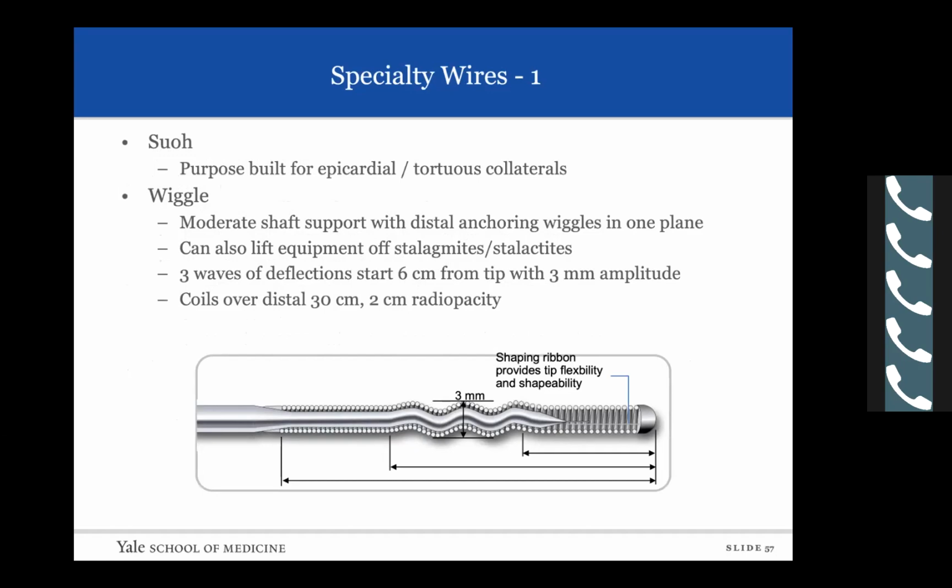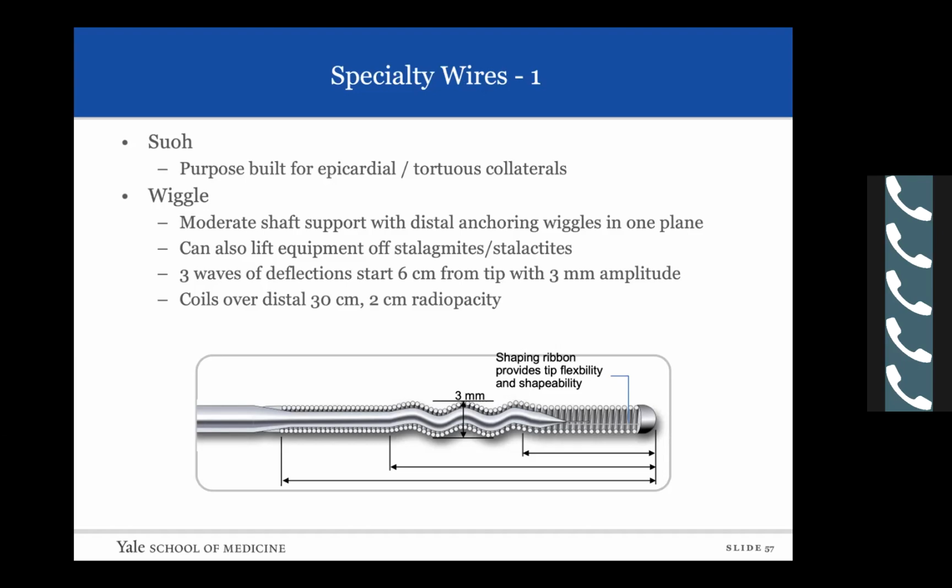We talked a little bit about the Suo, but I wanted to show you the Wiggle wire. I think it's a very useful wire to greatly increase your guide support with some distal anchoring. It also has pretty good shaft support for delivery of equipment. There's a 3 centimeter, very soft coil tip, followed by a pretty robust wiggle, where over a 3 millimeter course there are sinusoidal branches over the next 3 centimeters. That allows distal anchoring in vessels that are smaller than 3 millimeters. One of the other uses is to cross stented segments because it will lift the balloon away from the stent struts. Sometimes larger, stiffer balloons are prone to bury themselves.